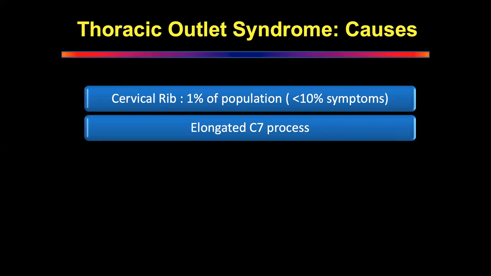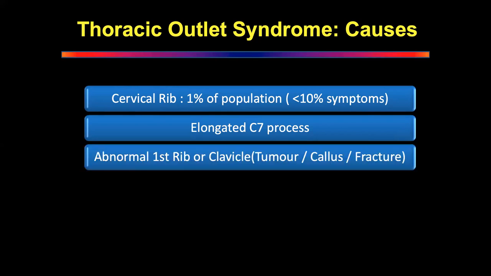The other anatomical thing that can happen is an elongated C7 process. You can have an abnormal first rib or clavicle, which could become abnormal due to a tumor, any of the bone tumors, or a callus formation secondary to a fracture. All of this will cause compression in the three narrow spaces, but predominantly in two, not the scalene triangle, but definitely the costoclavicular space and the subpectoral space. Those are the two areas which can be affected by these injuries.